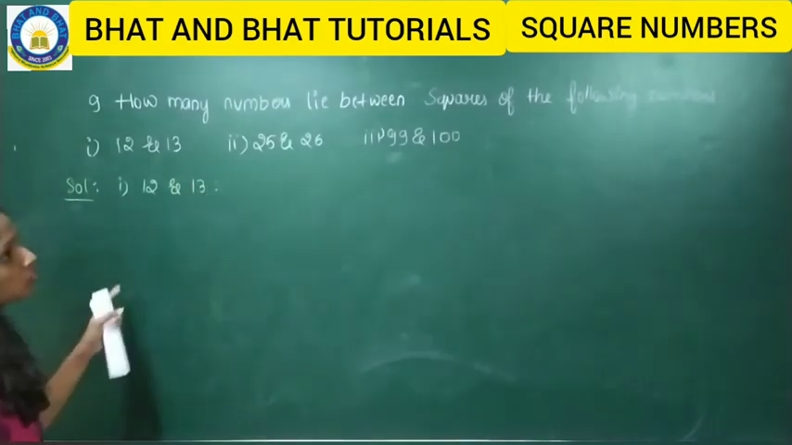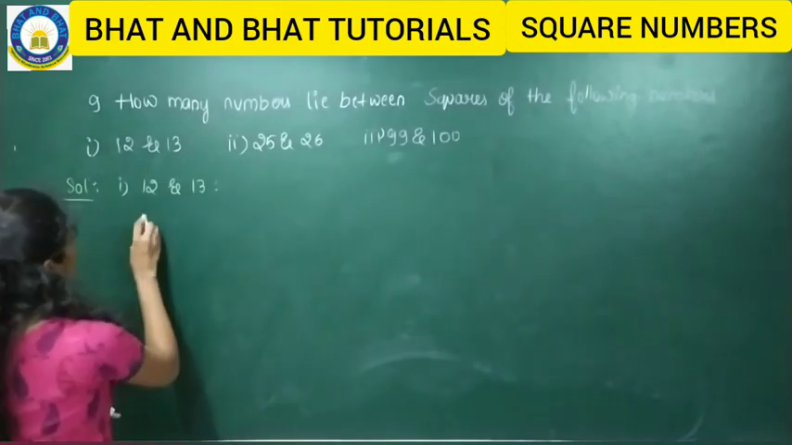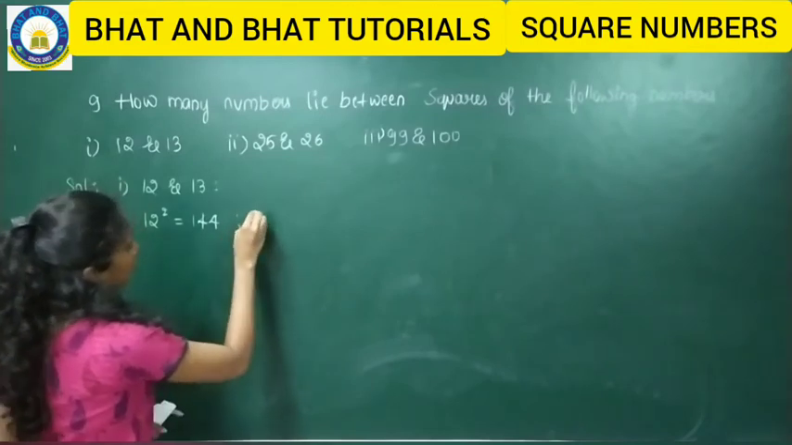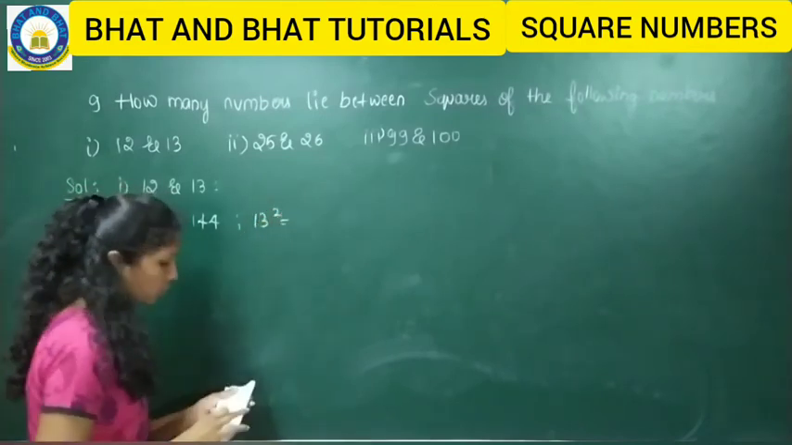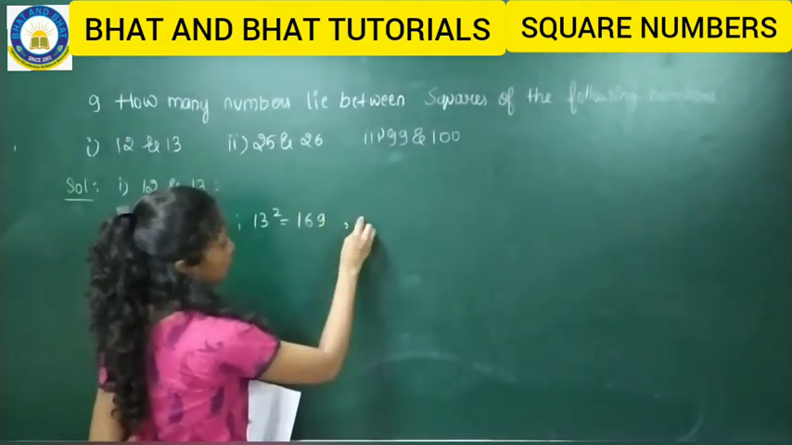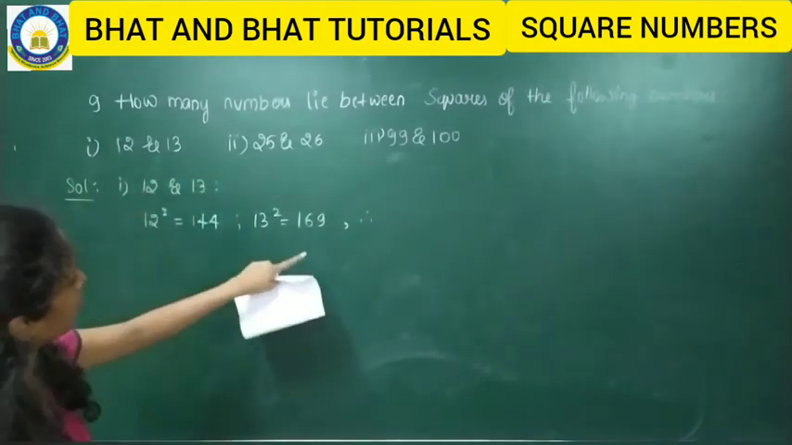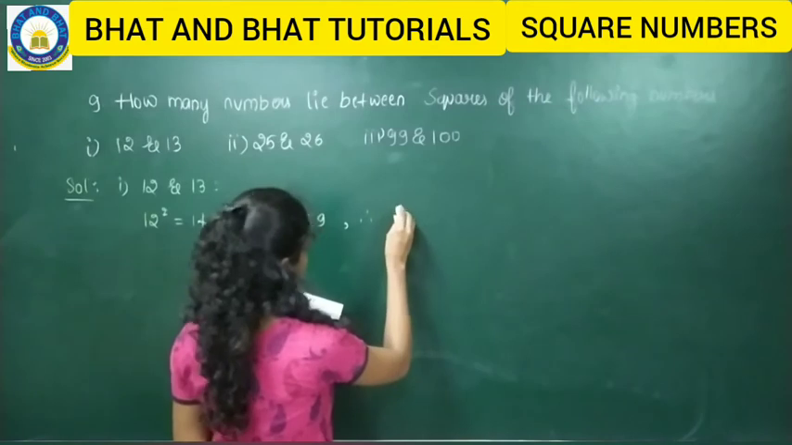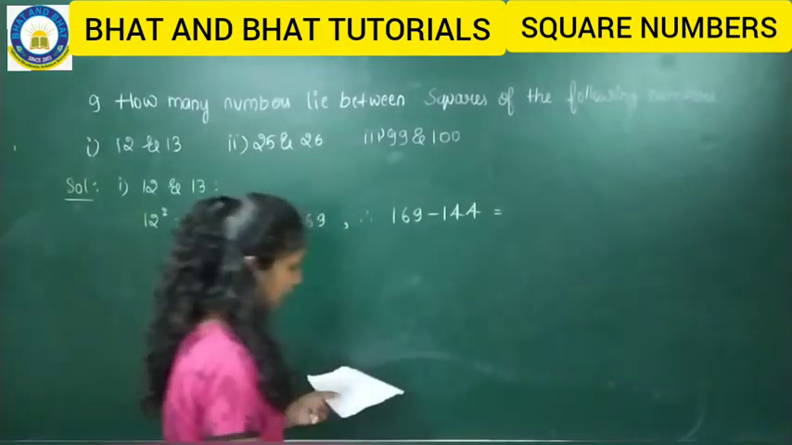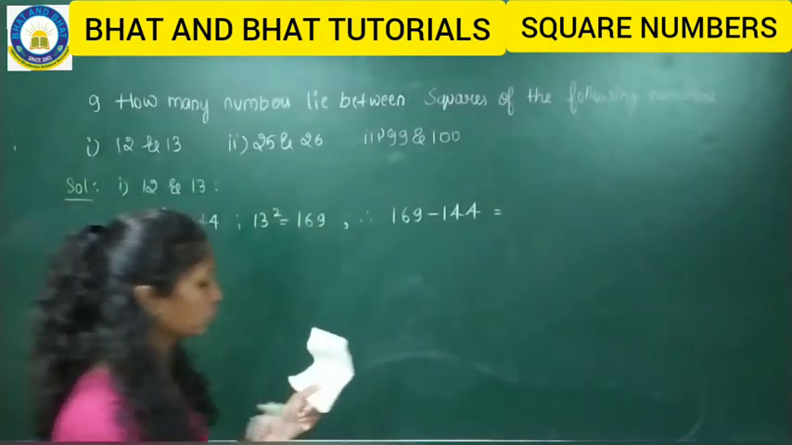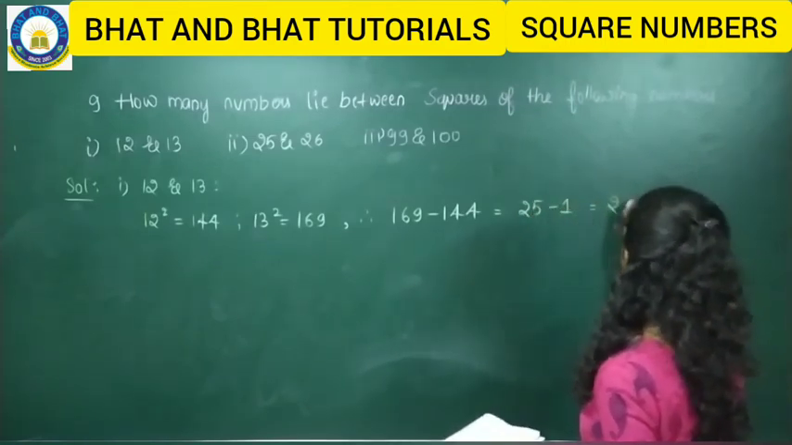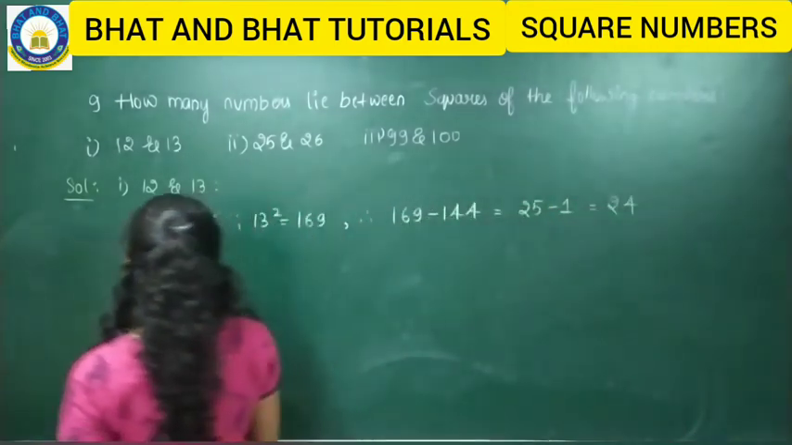So you have to find the square of 12 first. So 12 square is equal to 144. 13 square is equal to, so what is 13 square? 13 square is equal to 169. So 169 minus 144, you will get how much? So 9 minus 4, you will get 5. So remainder is 25. Minus 1 you have to do, and your answer is 24.